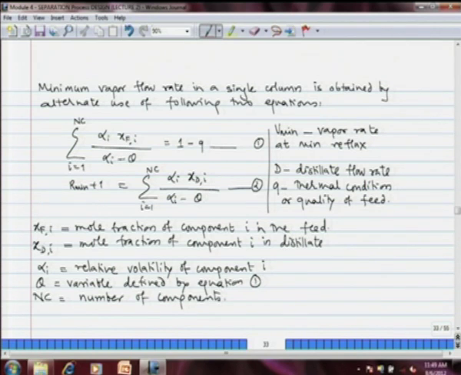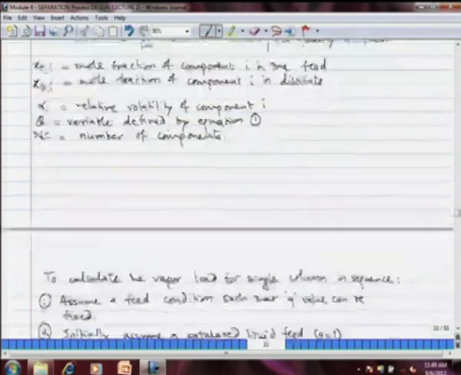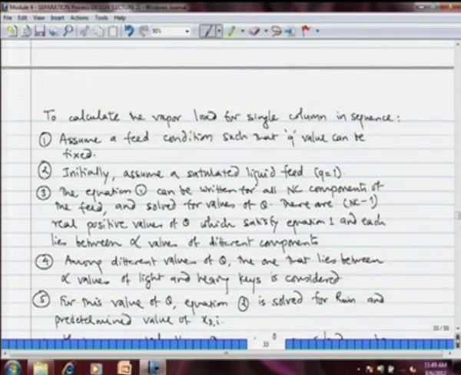Then the second equation is R minimum plus 1 is equal to summation i running from 1 to NC alpha i into xDi divided by alpha i minus theta. D stands for distillate. So, xDi is essentially mole fraction of component i in distillate, and then you have to solve. You have to first obtain value of theta, which is a variable defined by equation 1, and then substitute that in the second equation.